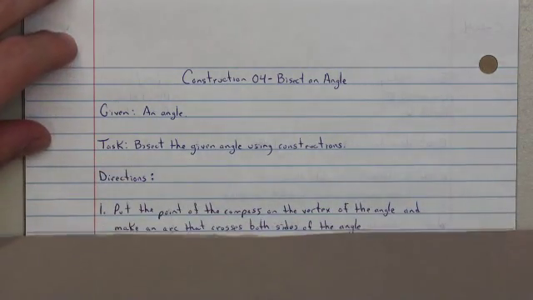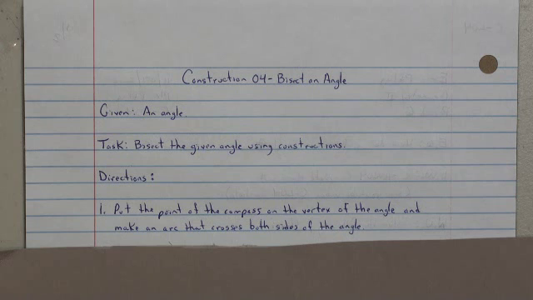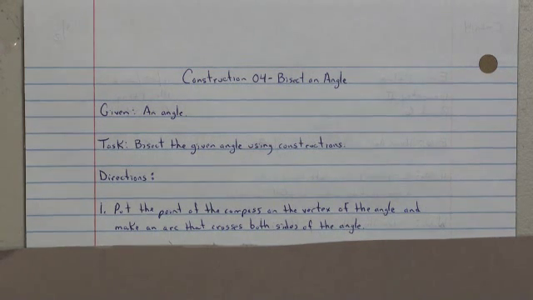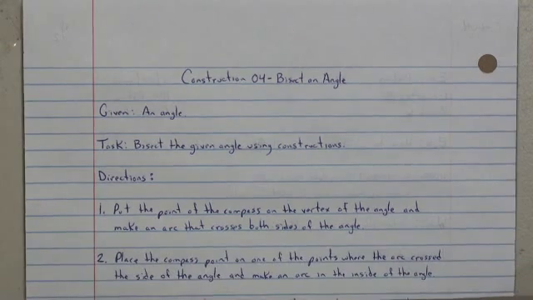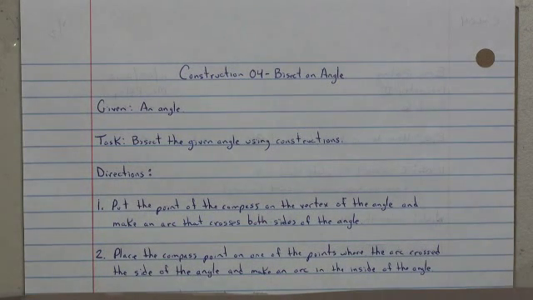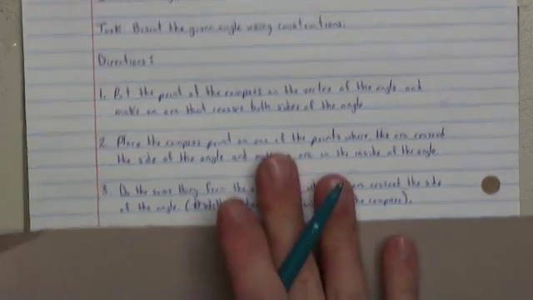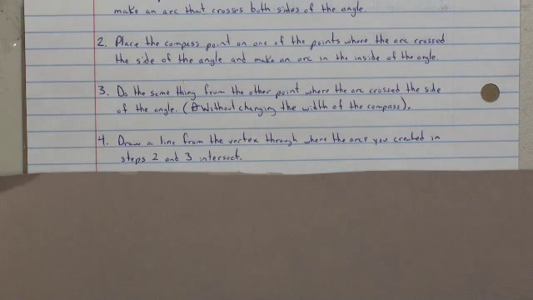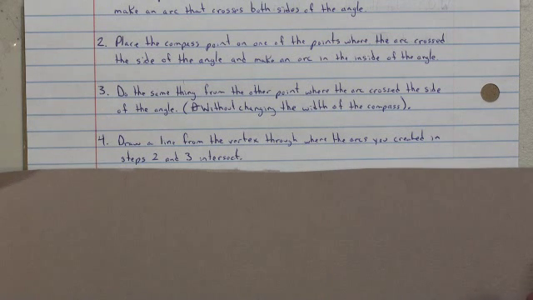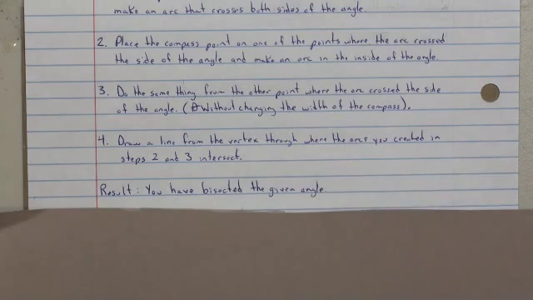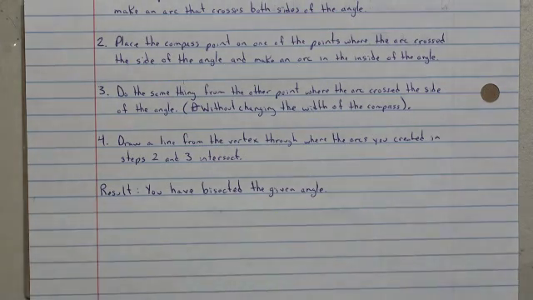So here are the directions. Step 1 is put the point of the compass on the vertex of the angle and make an arc that crosses both sides of the angle. Place the compass point on one of the points where the arc crossed the side of the angle and make an arc on the inside of the angle, without changing the width of the compass. The third step is to do the same thing from the other point where the arc crossed the side of the angle, without changing the width of the compass again. Draw a line from the vertex through where the arcs you created in steps 2 and 3 intersect, and the result will be that you have bisected the given angle.